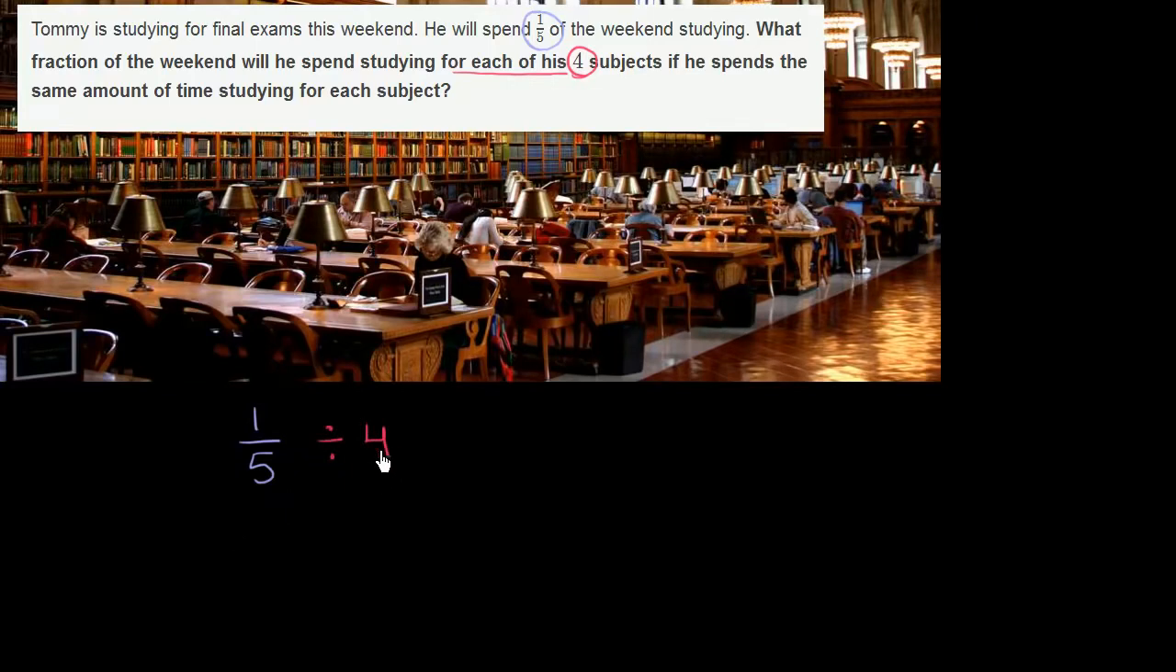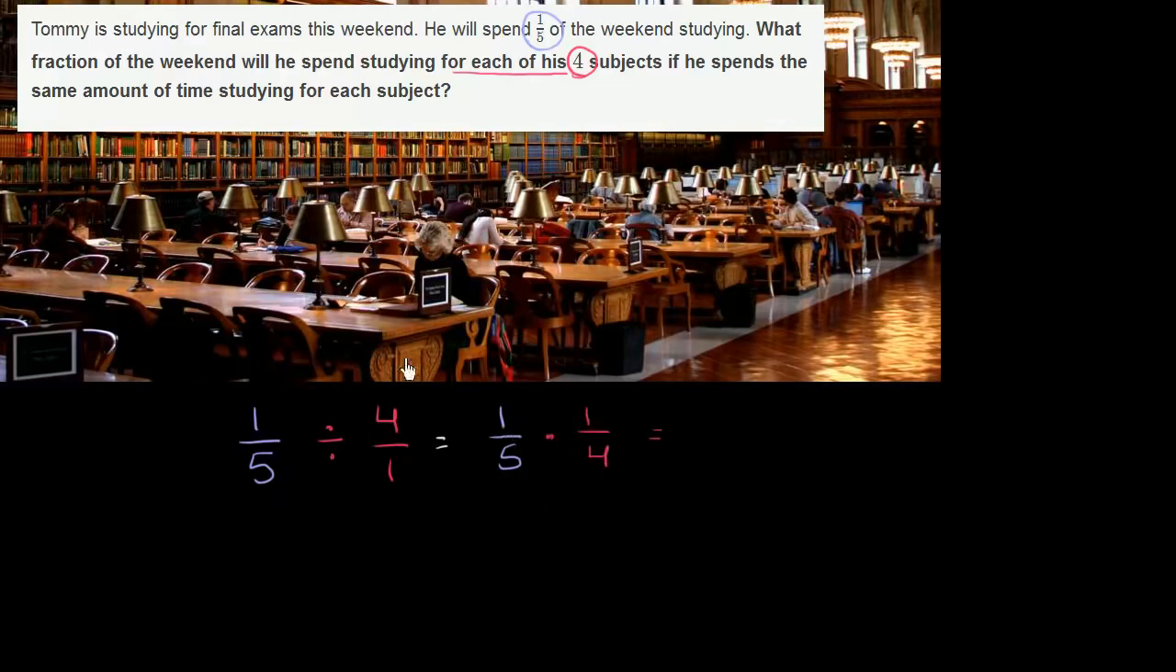You might say, hey, well, what's the reciprocal of 4? Well, you just have to remind yourself that 4 is the same thing as 4 over 1. So 1/5 divided by 4 over 1 is the same thing as 1/5 times 1/4. And you could also view this as 1/4 of 1/5 or 1/5 of 1/4, either way.